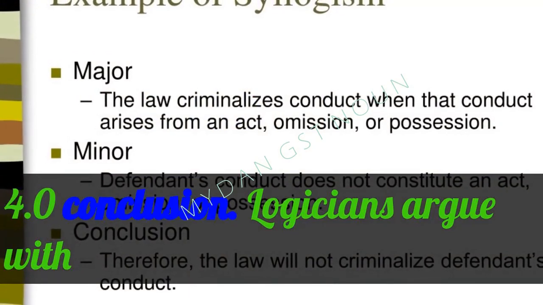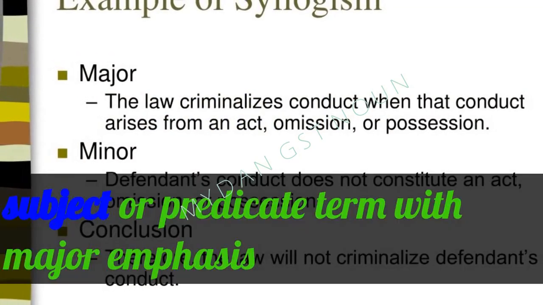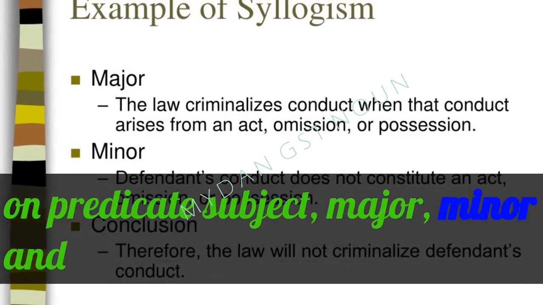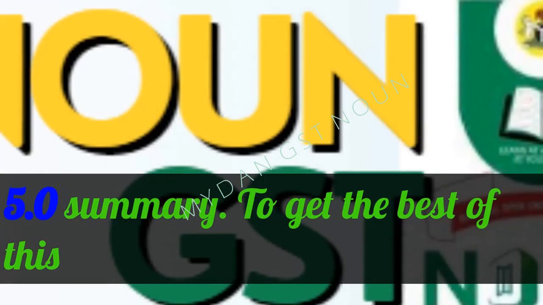4.0. Conclusion. Logicians argue with subject or predicate term, with major emphasis on predicate, subject, major, minor, and middle terms.